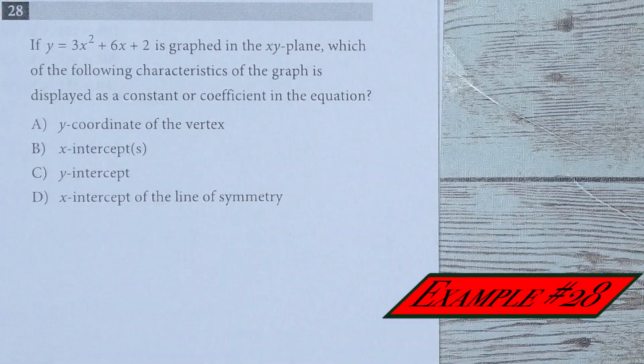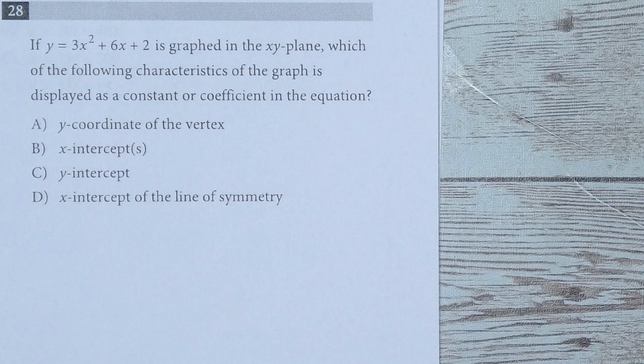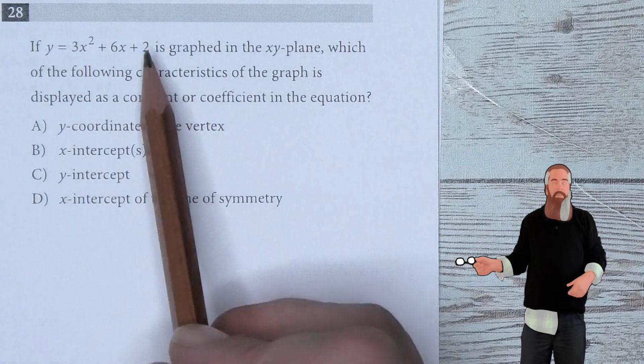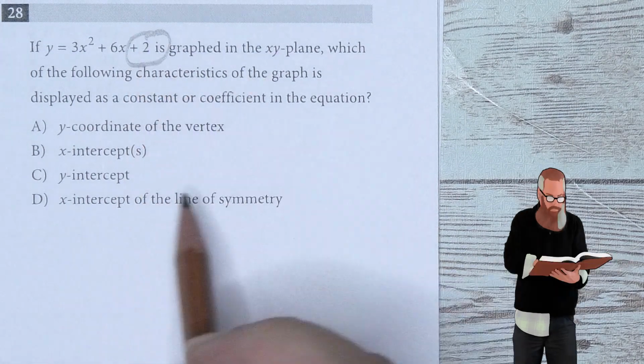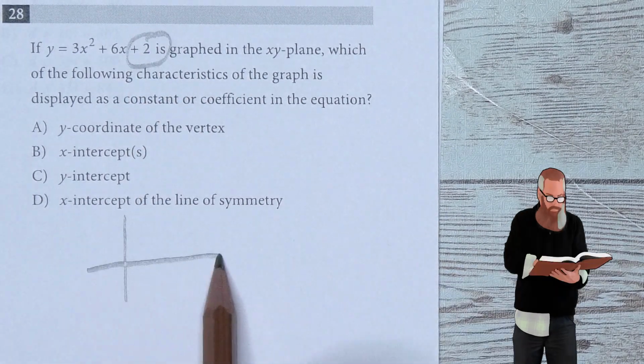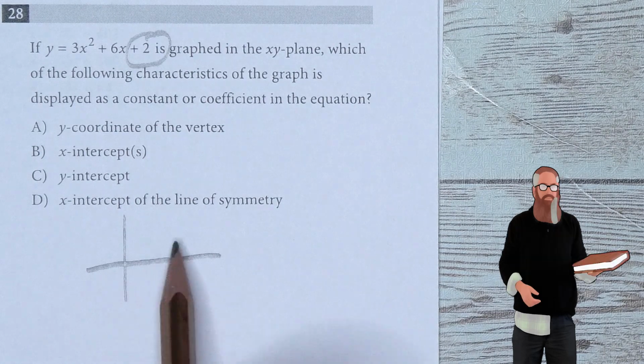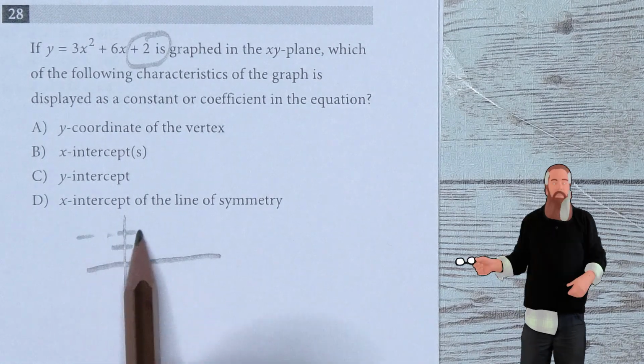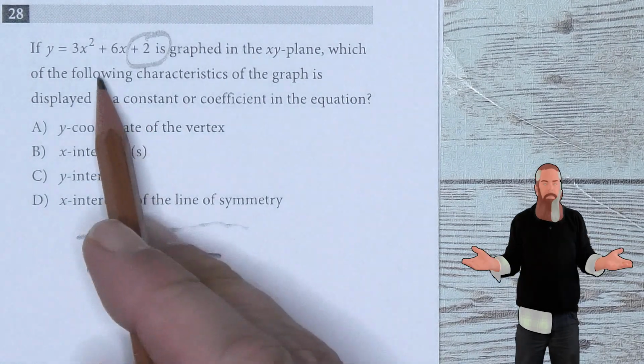If y is equal to 3x squared plus 6x plus 2 is graphed in the xy plane, which of the following characteristics of the graph is displayed as a constant or coefficient of the equation? So the thing is right here, this number, if I was looking at a graph and I was graphing this, this would mean at 2, there would be 2 points that this parabola crossed.